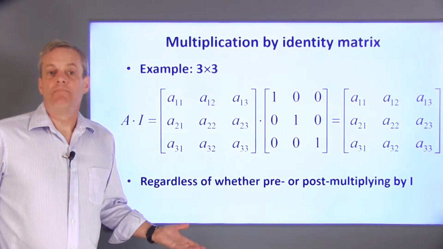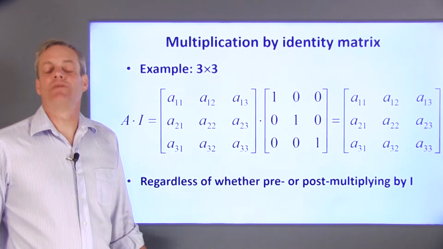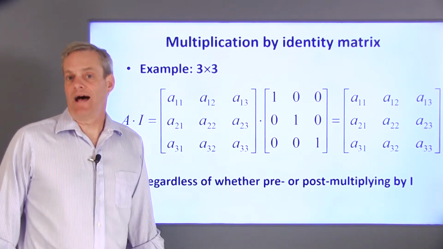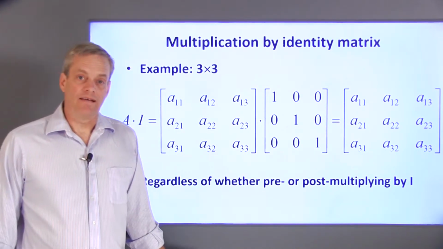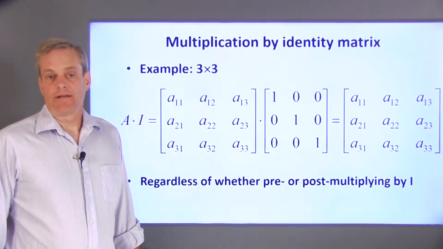As we've seen, matrix multiplication in general is not commutative. Multiplication by an identity matrix is. It doesn't matter whether you multiply I times A or A times I. If A is a square matrix, you'll get your original matrix back.